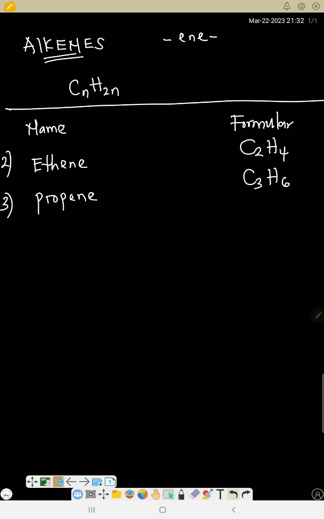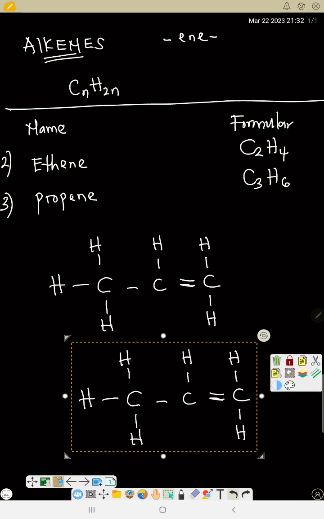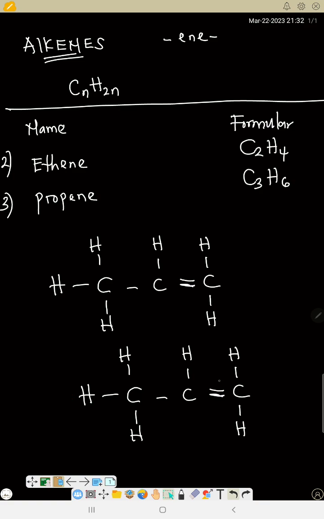Now if you like, you can place this double bond after the first carbon. I'm taking that one as my first carbon. If I like, I can place the double bond here after this first carbon. So it's still the same way, so that is still propene. If you place it anywhere here, it's the same.